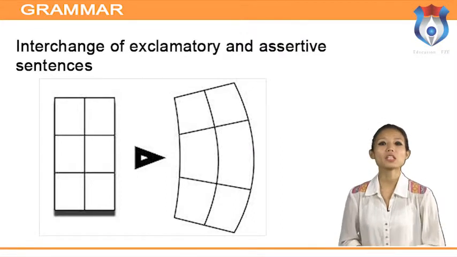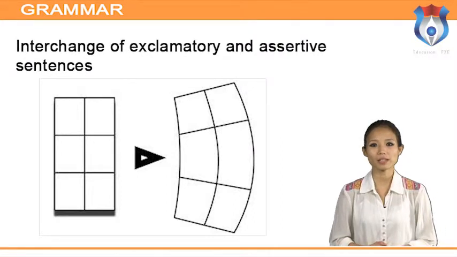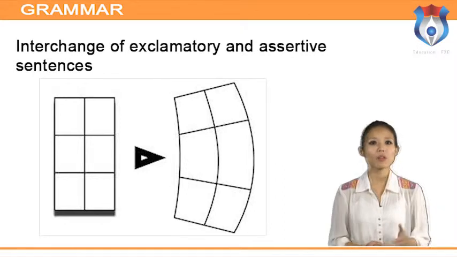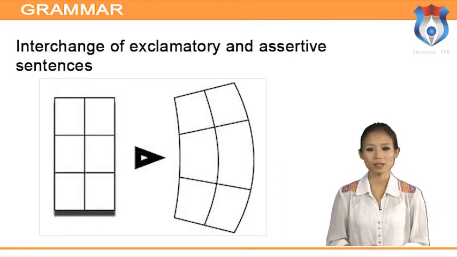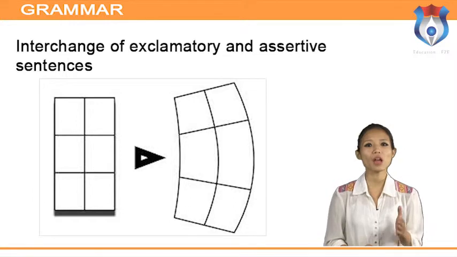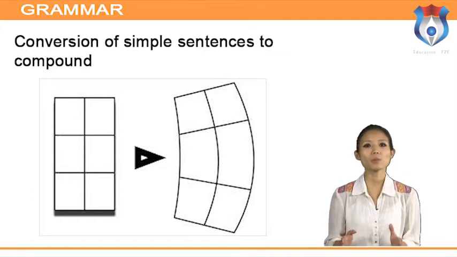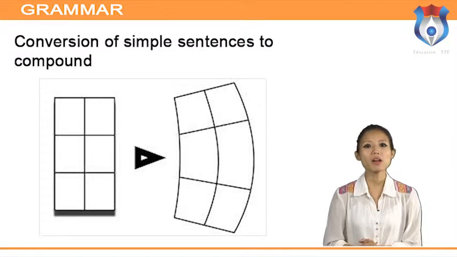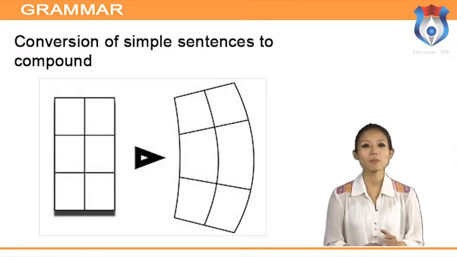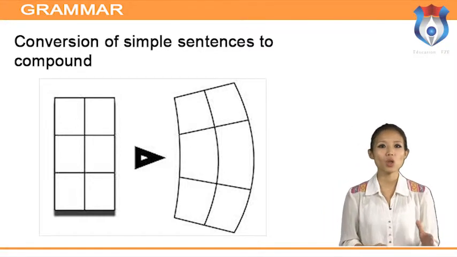Interchange of exclamatory and assertive sentences. "If only I were young again." Exclamatory. "I wish I were young again." Assertive. Conversion of simple sentences to compound. "He must work very hard to make up for the lost time." Simple. "He must work very hard and make up for the lost time." Compound.